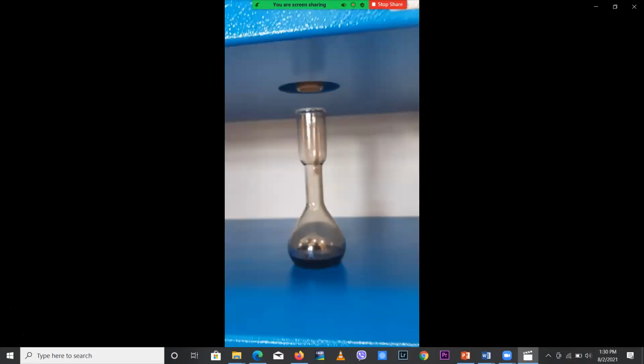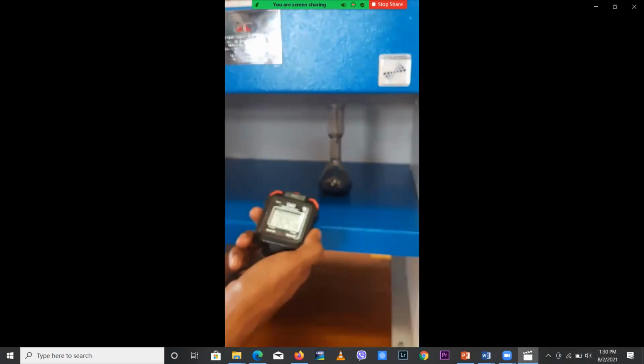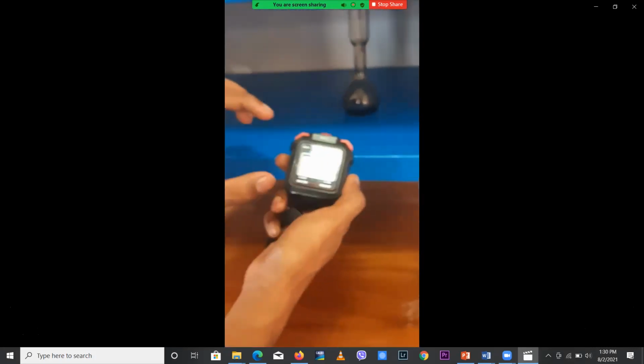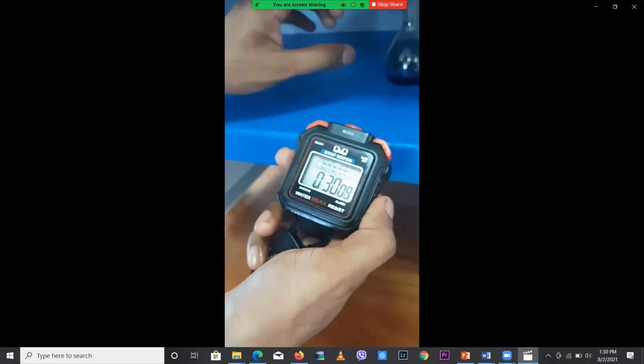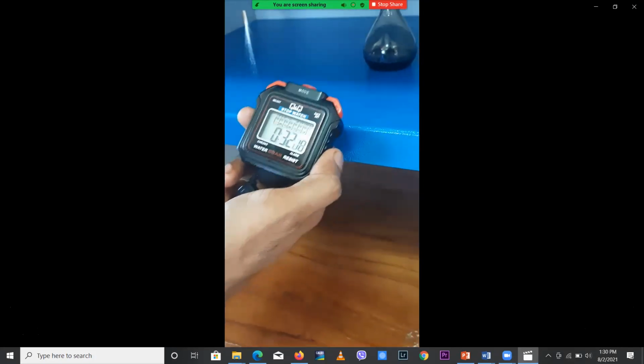Now you can see the oil is flowing. When we remove this ball valve, the sample flows through the orifice and is collected in this cup. Up to the 50 milliliter level, we have to wait, and we have to find out the time taken to collect 50 milliliters.